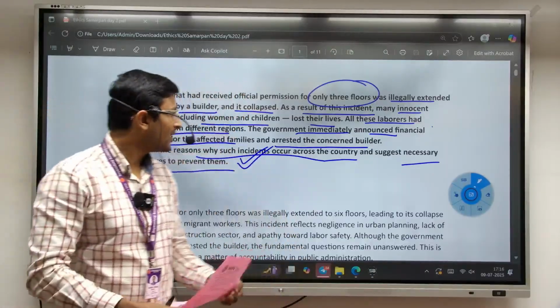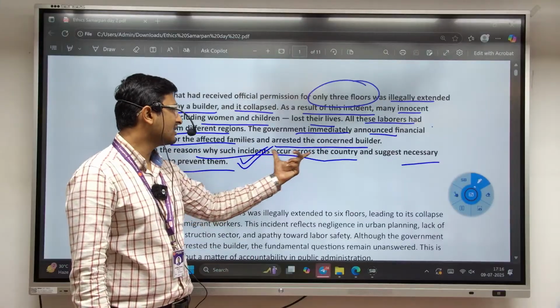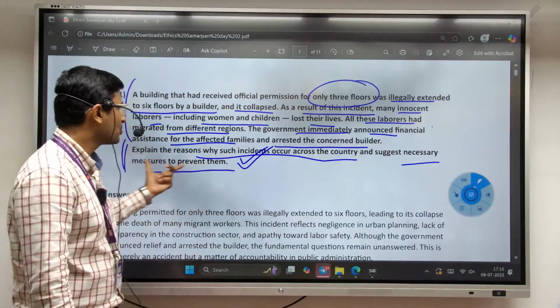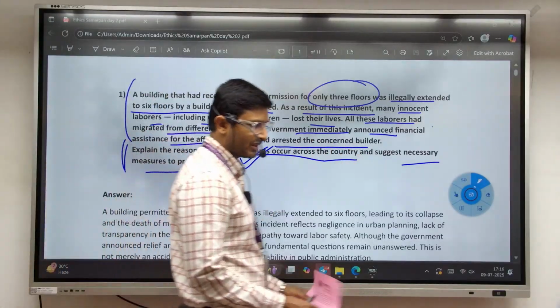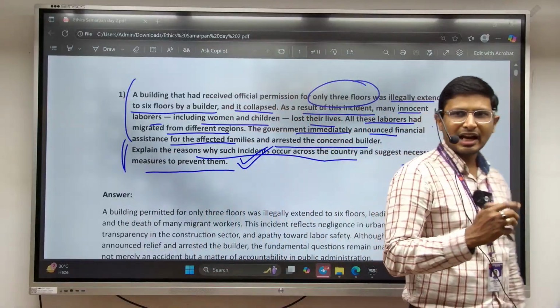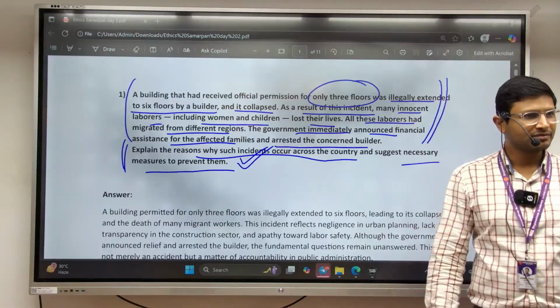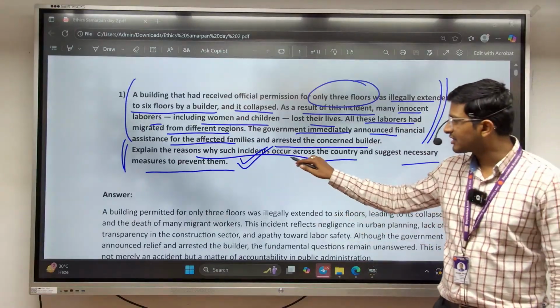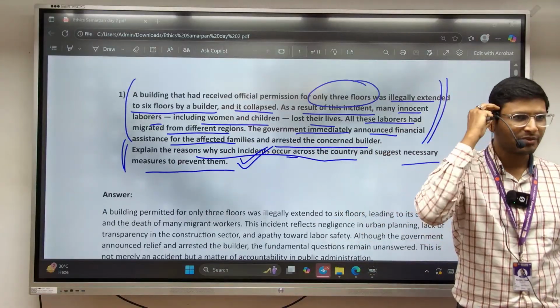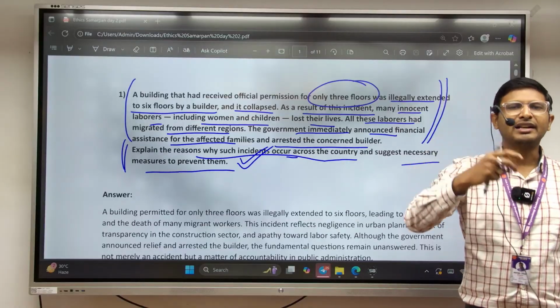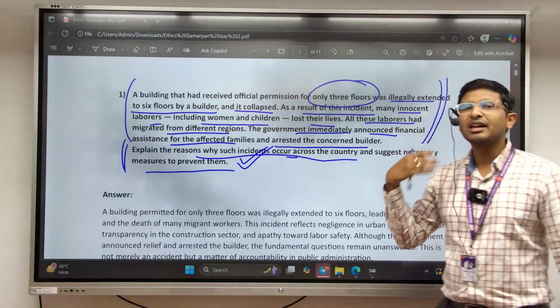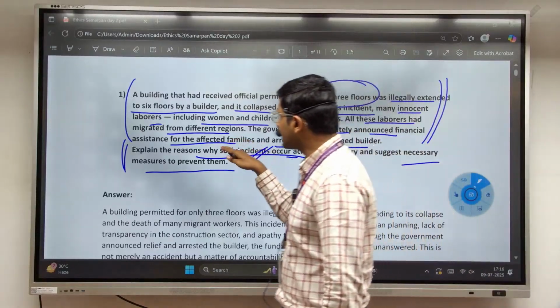Okay, so first you have to give the reasons, then you have to give the solution, suggest the necessary measures to prevent it. Understand? Okay, here the case study is taken just as a context. The actual question is just like a GS type question: why such incidents are happening and give the solution. So you will have to think here about why these things are happening.